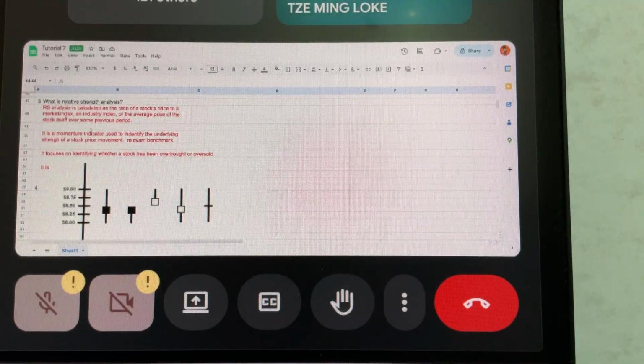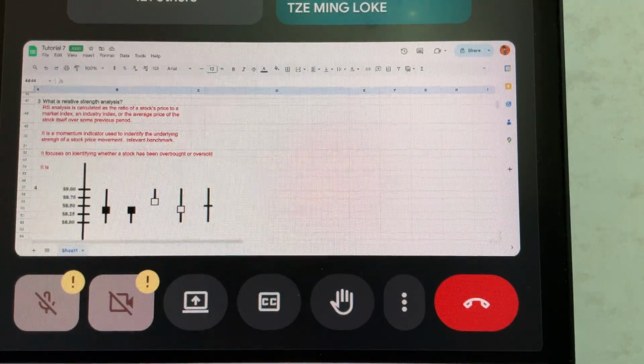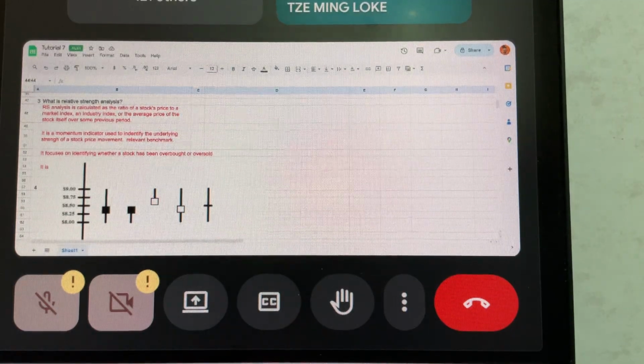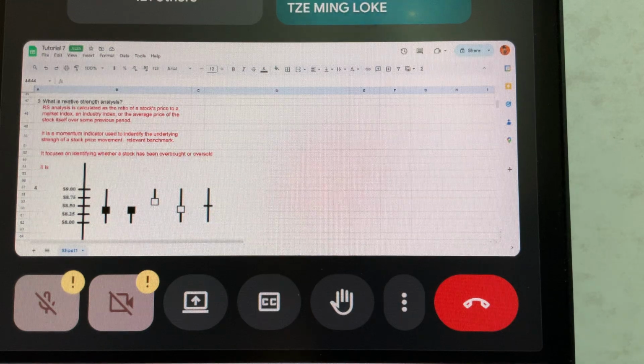The next question asks, what is the relative strength analysis? Relative strength analysis is actually slightly more complicated. What they do in relative analysis is this. Let's cut through this and I remove my average line. Remove that.